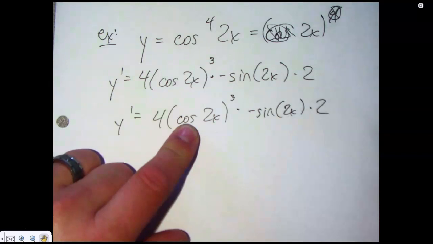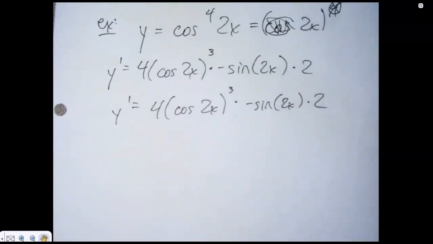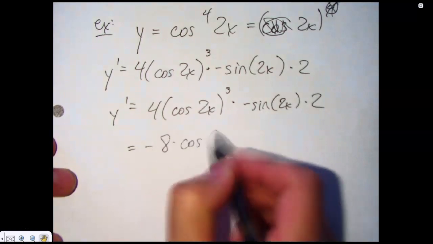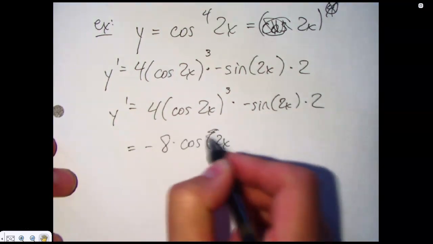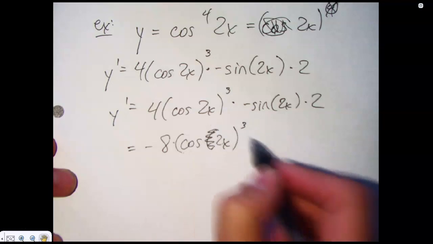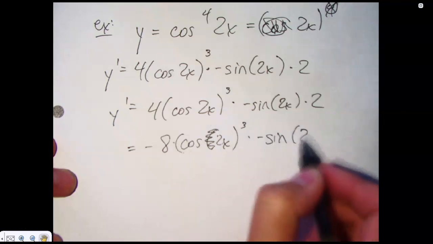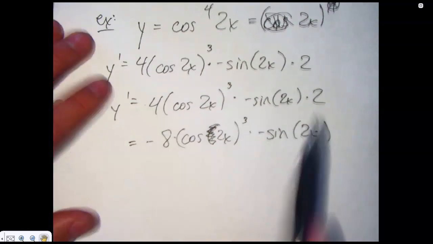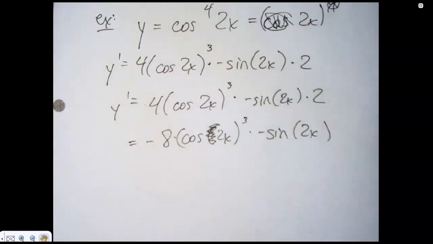And then an AP test would probably make this negative 8 cosine 2x to the third times negative sine 2x. But I'm fairly certain you could realize that 4 times negative times 2 is negative 8. I'm not worried about the simplifying part right now, just getting the derivatives.